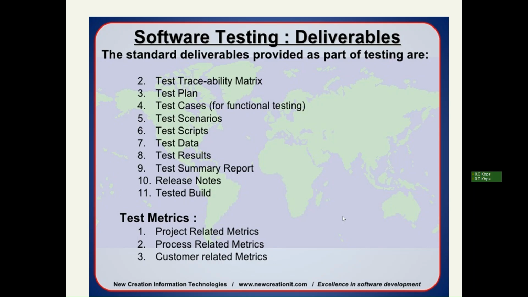And the metrics. Last video we saw, right? Project based metrics, process metrics, and customer related metrics. All these things are deliverables. All these reports you have to submit after finishing your testing. So that is called software deliverables. Hope you learn something. Okay.